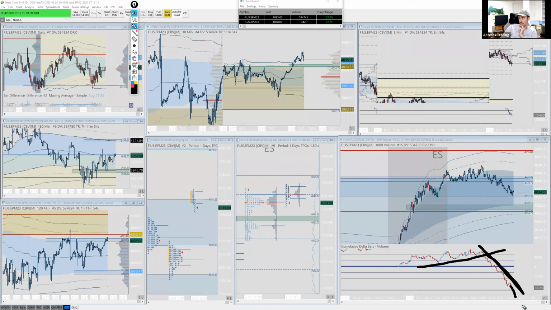We could drop through there as we get down into here. And then we see something like this, right? That would be nice. Spoiler alert, though, market's not going to be nice today. We'll see.